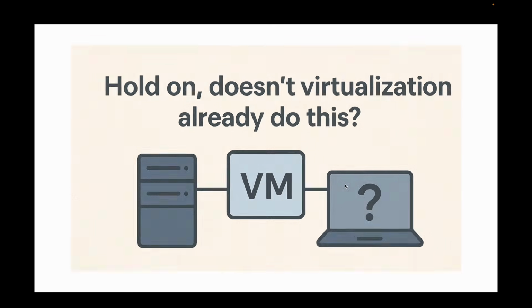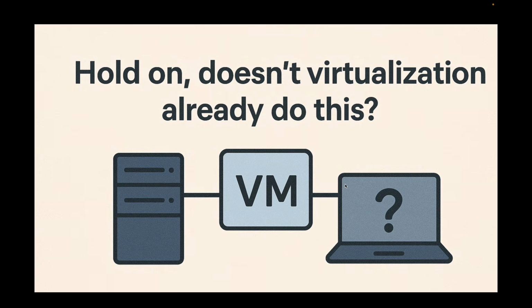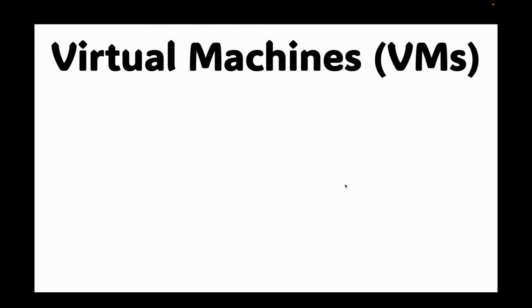Now, you might be thinking, hold on, doesn't virtualization already do this? Great question. Let's clear up a common confusion. Let's talk about virtual machines versus containers. First, let's talk about virtual machines. Virtual machines or VMs are like building an entire house inside your existing house. They include a full copy of an operating system, the applications, the libraries, the binaries, everything. This makes them very heavy, taking up gigabytes of space, and they can be slow to start up.